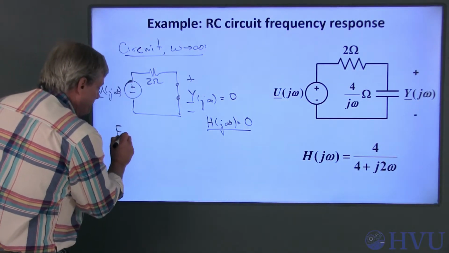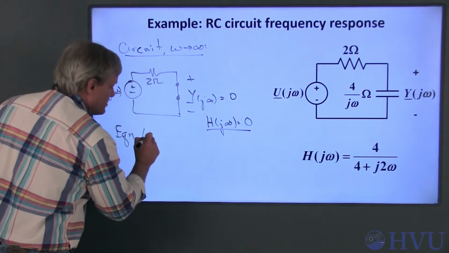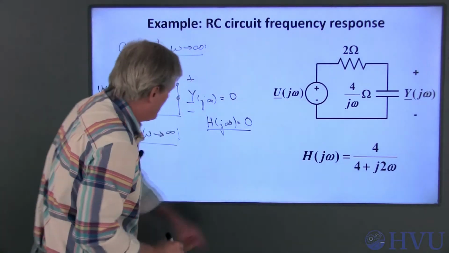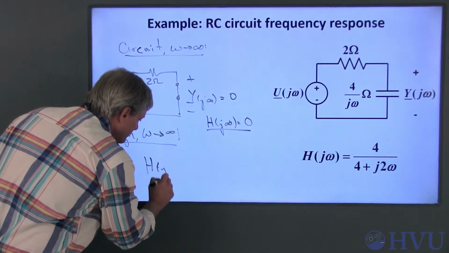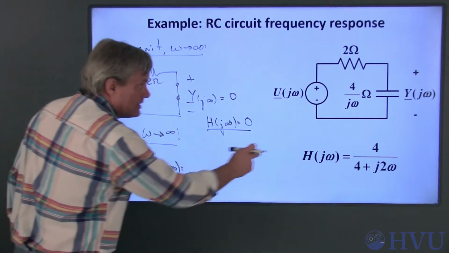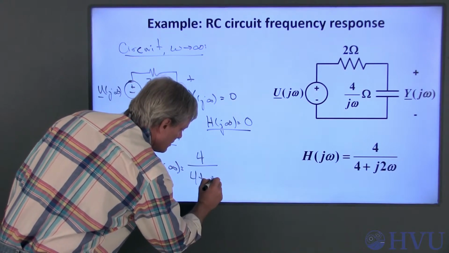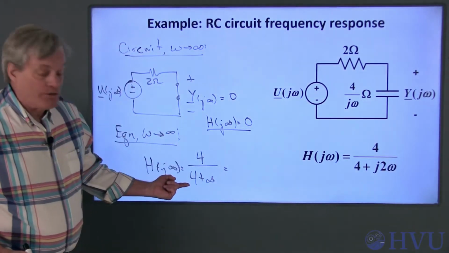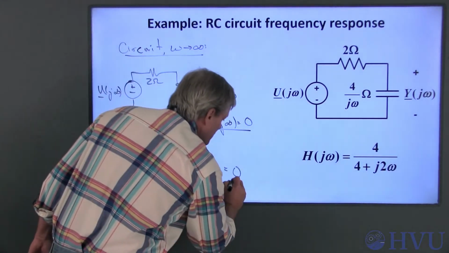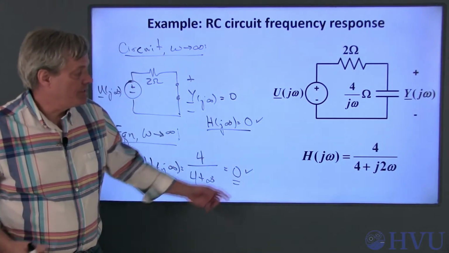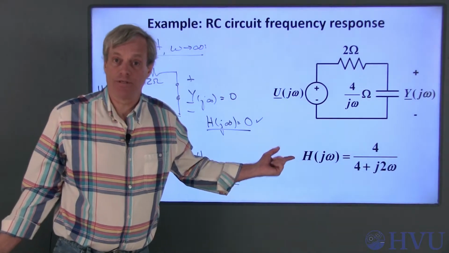From the equation, also as omega goes to infinity, H of j infinity is equal to 4 over 4 plus infinity. Anything over infinity is equal to 0. So this is also 0. The results match at both low and high frequencies, and we can have good confidence in this result.